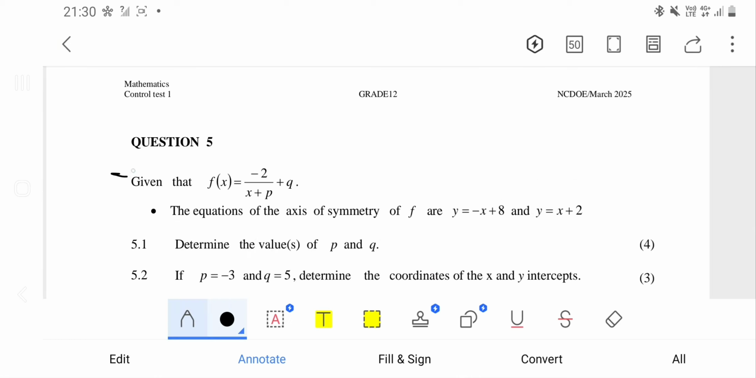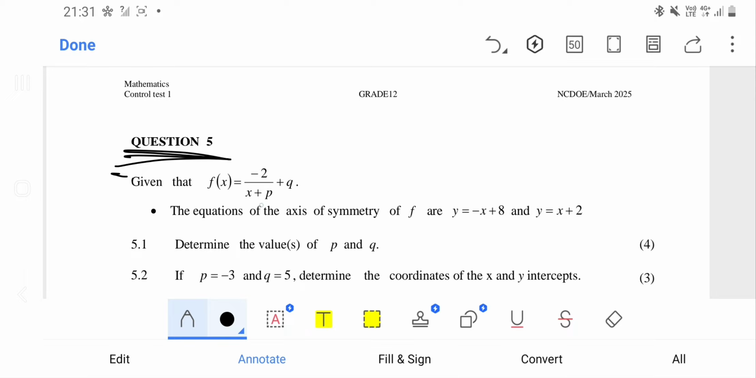Question 5. Given that f of x is equal to negative 2 divided by x plus p, plus q, the equations of the axes of symmetry of f are y equals negative x plus 8 and y is equal to x plus 2. So determine the values of p and q.